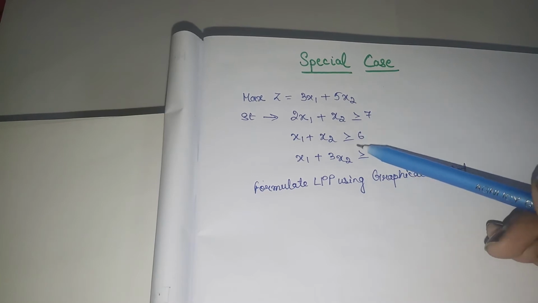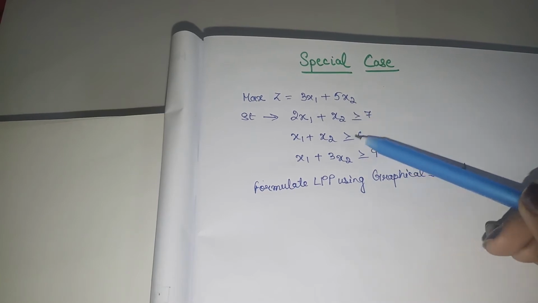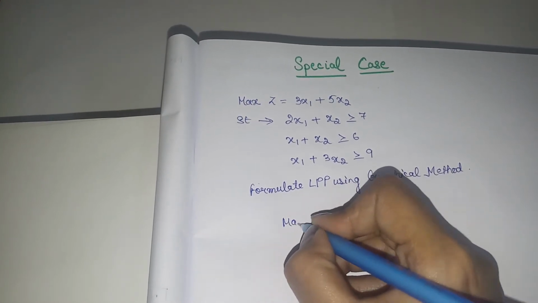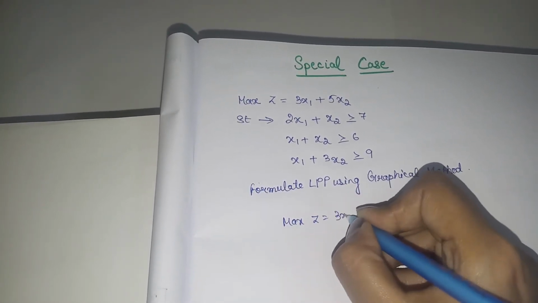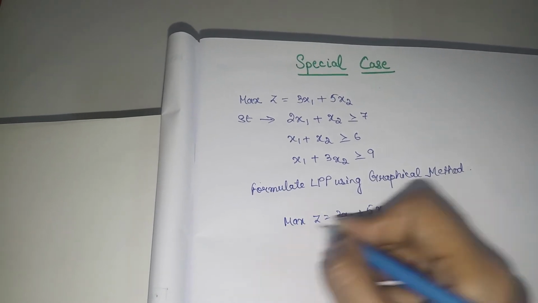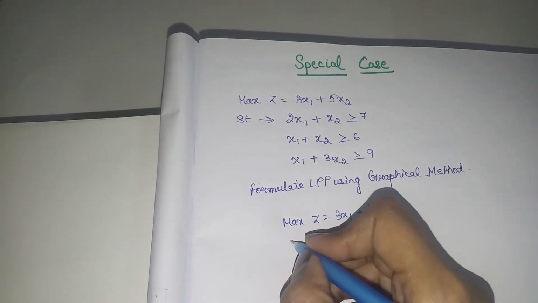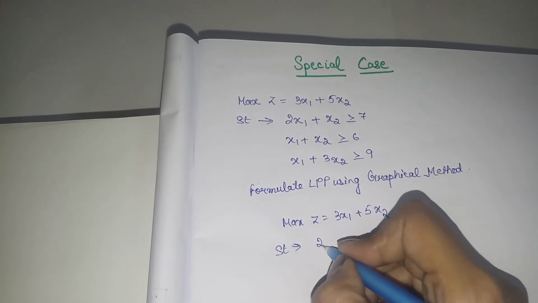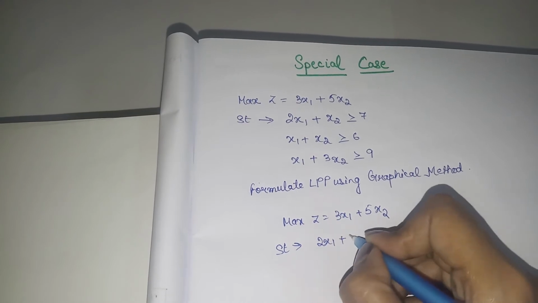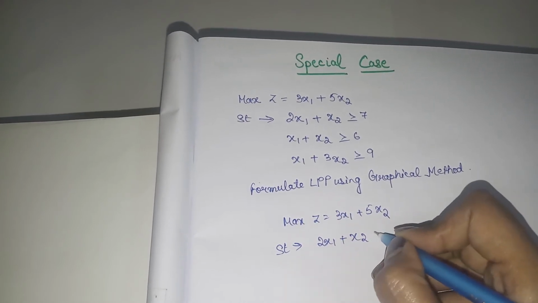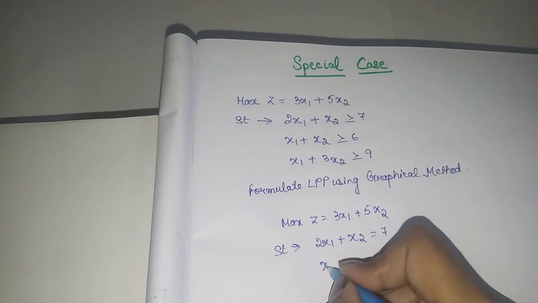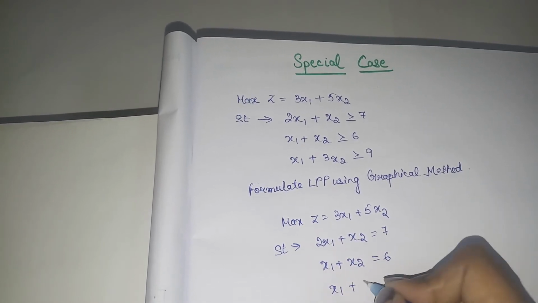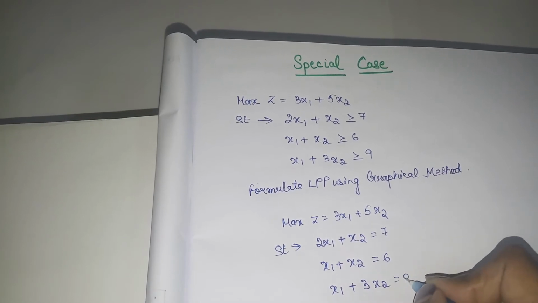So what is the first step? The first step is simply to convert the inequalities into equalities. So let me just write it over here. Max z is equal to 3x1 plus 5x2. This one will remain unchanged. I'm just writing it for my own convenience. 2x1 plus x2 is equal to 7, this one is x1 plus x2 is equal to 6, and this one is x1 plus 3x2 equal to 9.